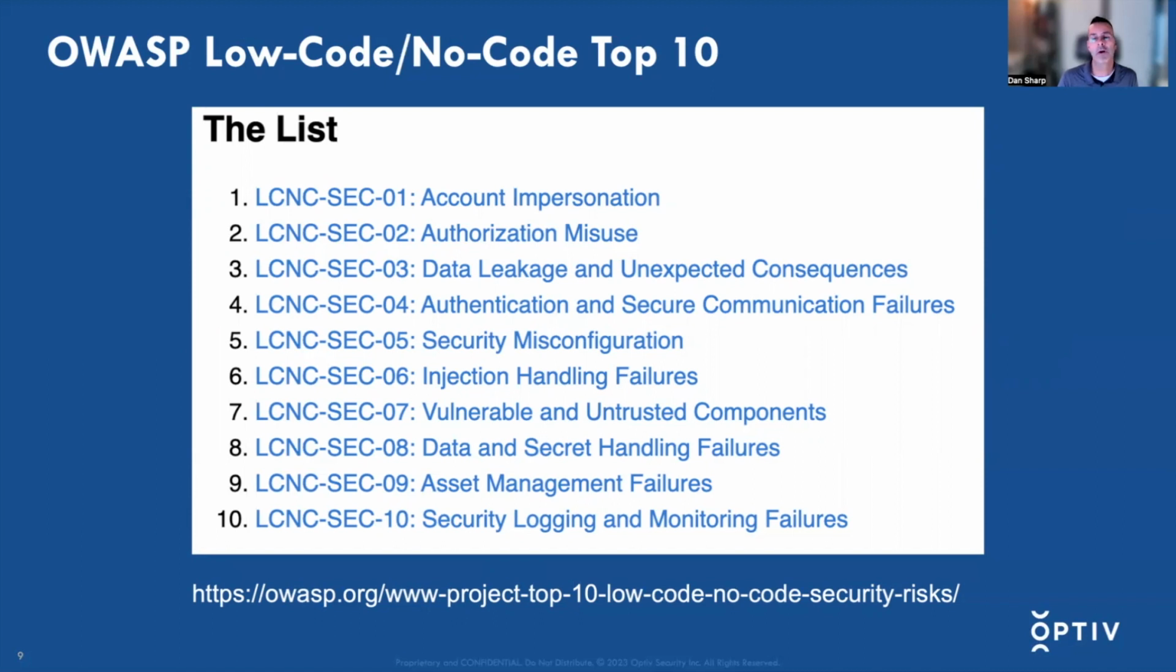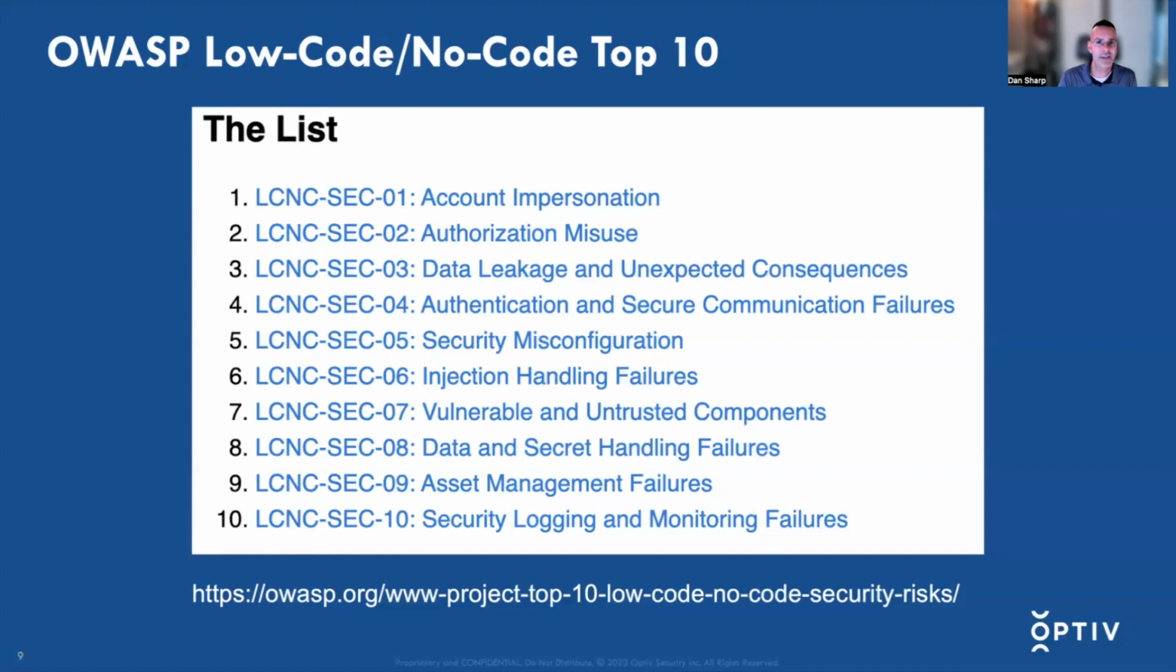Their most famous is probably the Web Application Security Risk Top 10. It's been around for years. They've also come out with a Top 10 for mobile and API, and now they have the low-code, no-code Top 10. The first one on the list, number one, is account impersonation, which is exactly the scenario that we're seeing when Frank used his credentials.